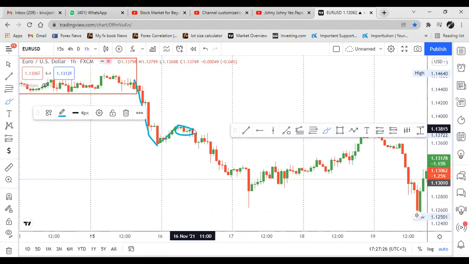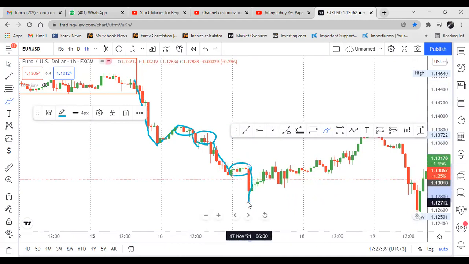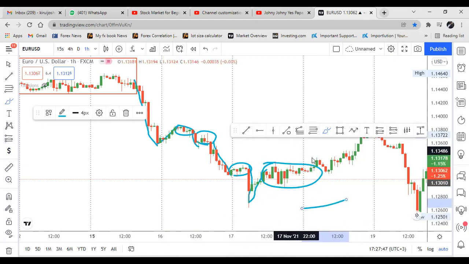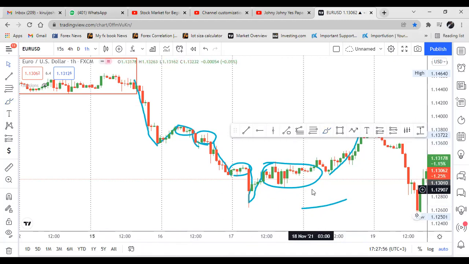Then after that consolidation, it made this short movement here and also consolidated here. And after that consolidation, the market also made this bearish move and consolidated here, made this small bearish move here, and it retraced back here and made this consolidation here. And then after that consolidation, the market did what? It made a bullish move to the high.